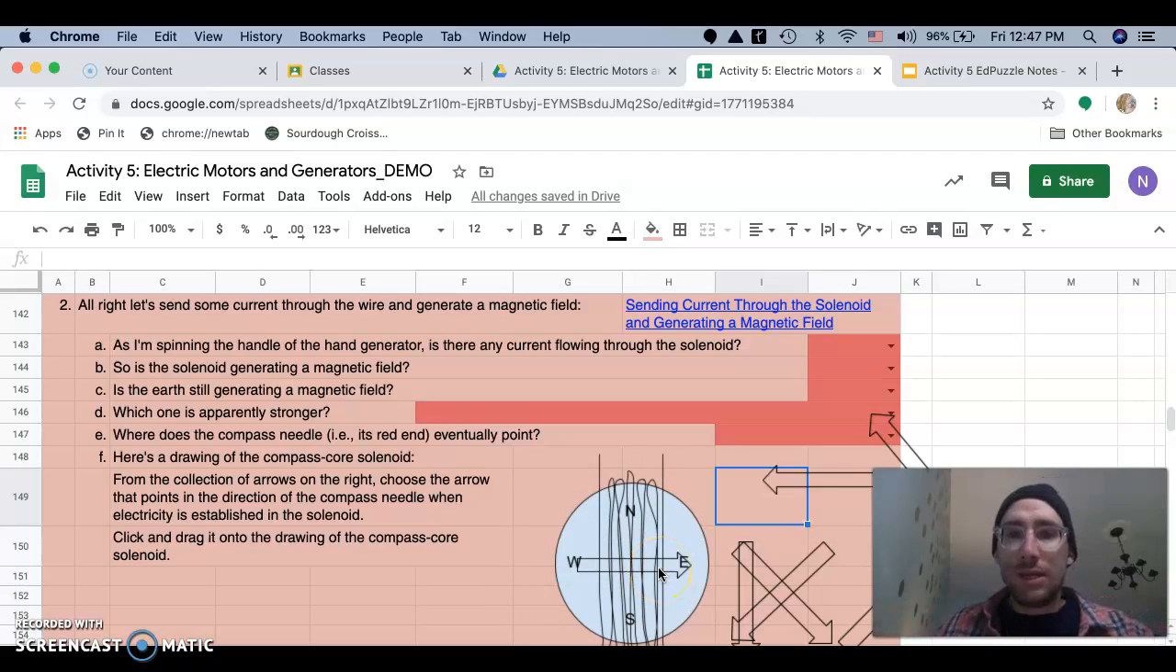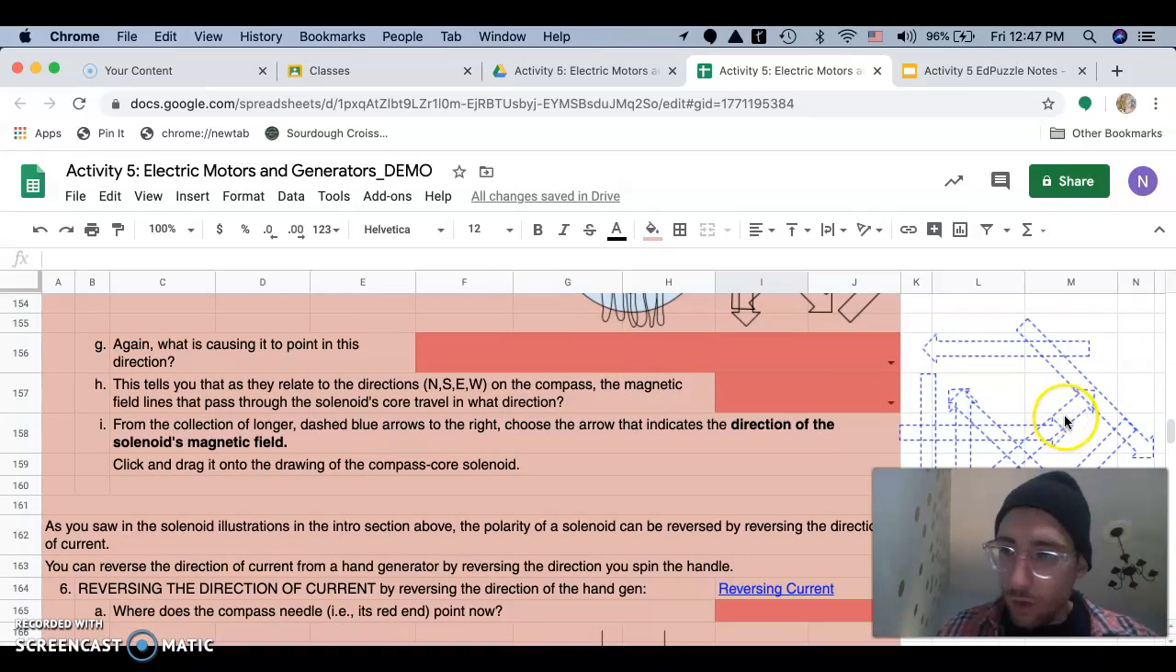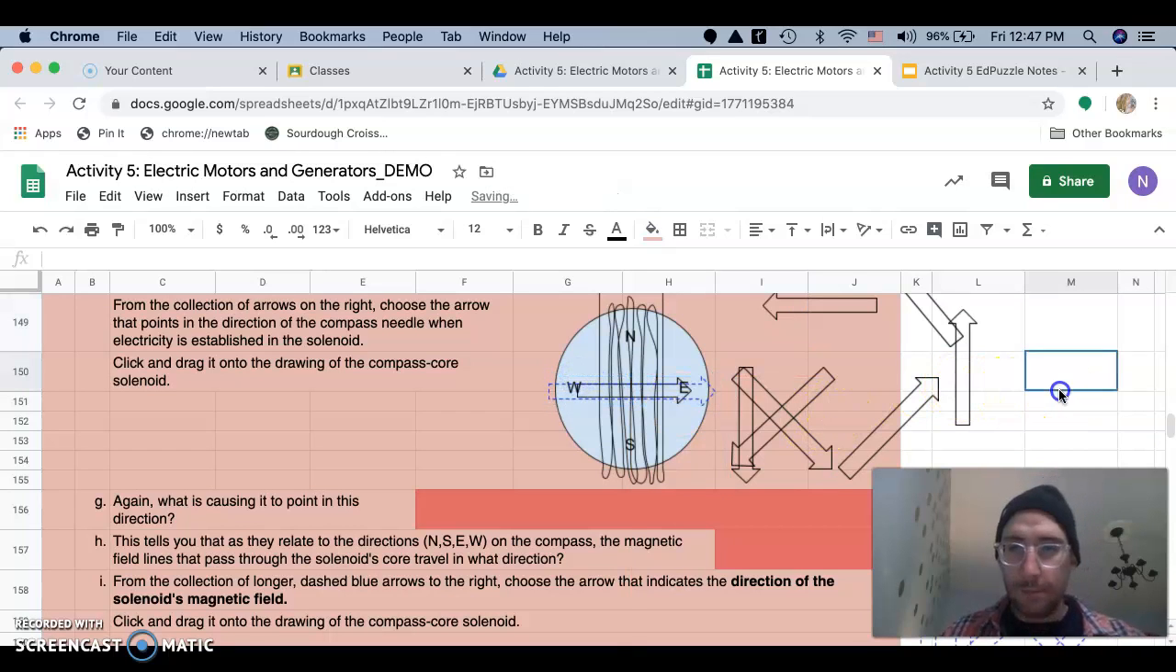That must mean, A, there is a magnetic field generated by the solenoid, and B, that magnetic field, at least at that location, through the core of the solenoid, through that little tube, is pointing in that direction. So if you grab one of these dotted blue arrows that are a little bit longer because they're supposed to represent the direction of the magnetic field, you grab this one, and put it kind of like that.